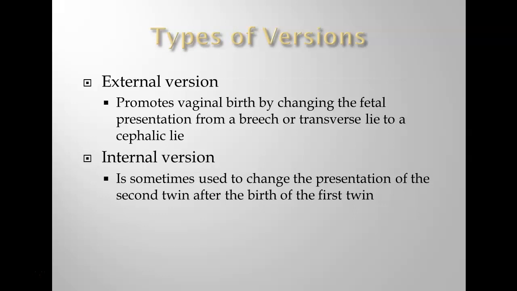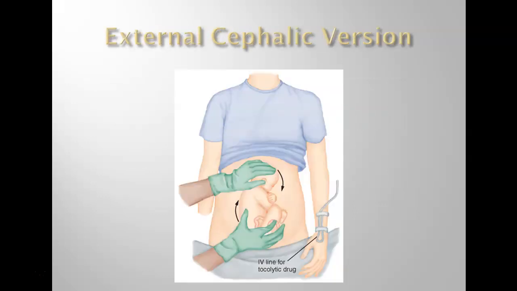An internal version is something that's used specifically if you're having twin deliveries or multiples. After the first baby is born, they can sometimes go into the uterus internally and turn that second or third baby around, do a version internally to get that next baby to come out vertex. So this is a picture of an external cephalic version where they're grabbing from the outside, again, the head and the rump, and they're trying to turn that baby into the somersault position in the way that they're faced.